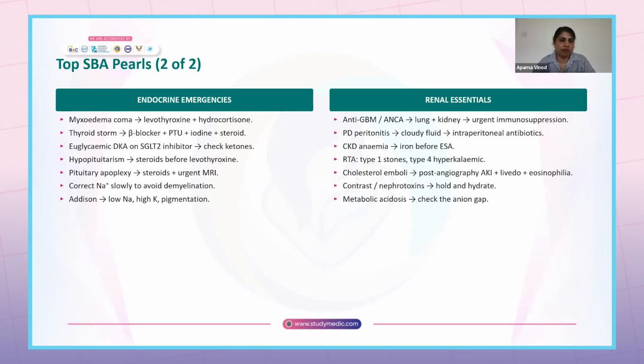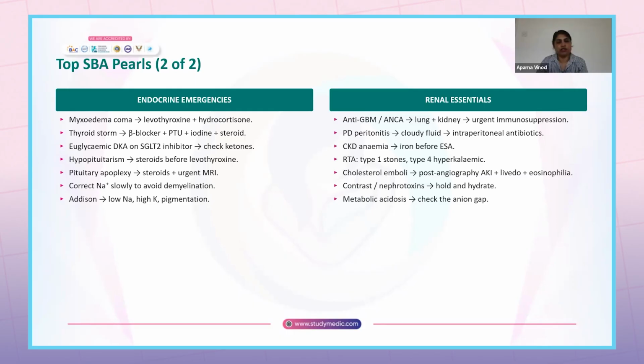For euglycemic diabetic ketoacidosis or SGLT2 inhibitors, always check for ketones. In hypopituitarism, always give steroids before you start other hormones. In pituitary apoplexy, give steroids and arrange for urgent MRI to find out what's happening.